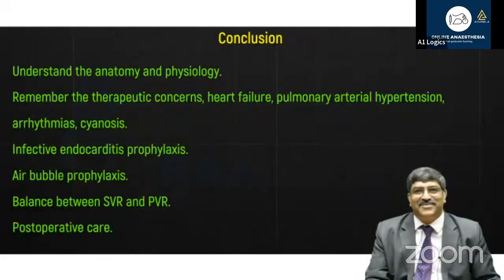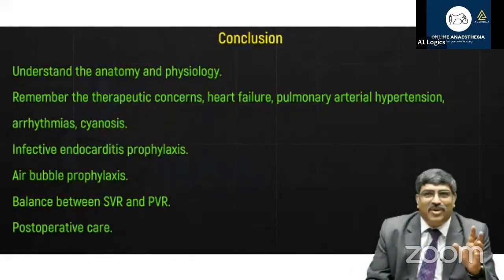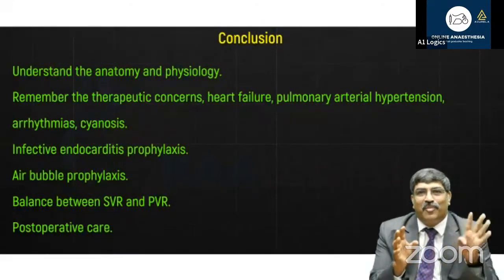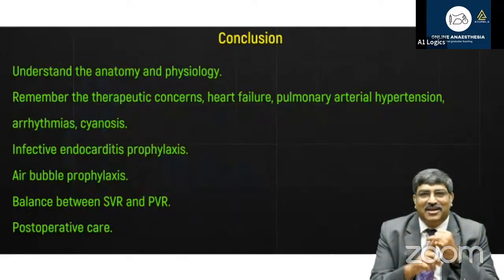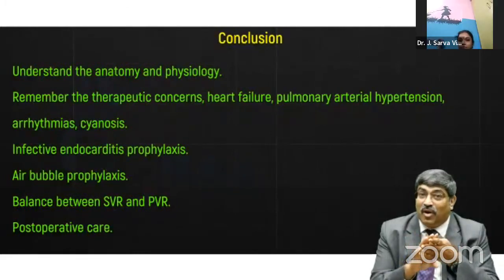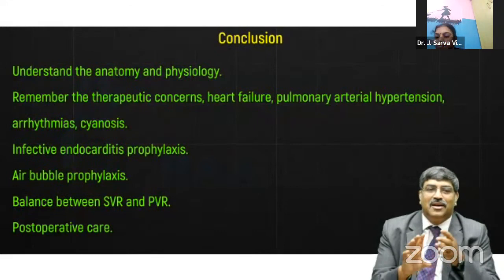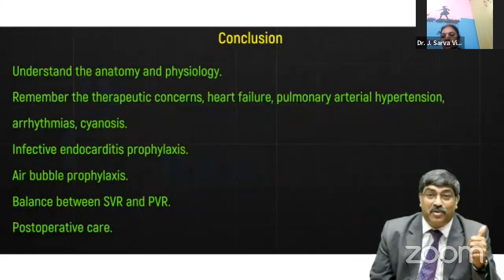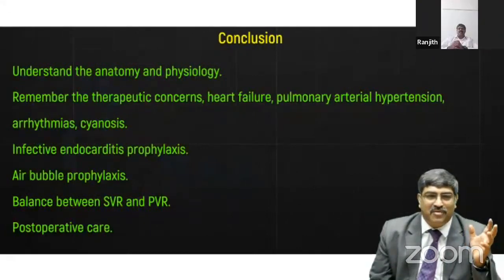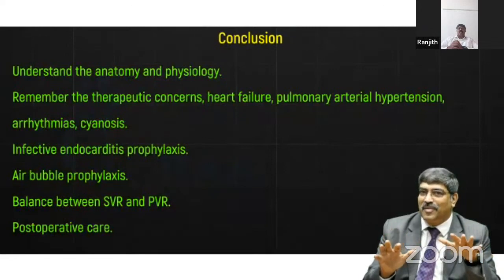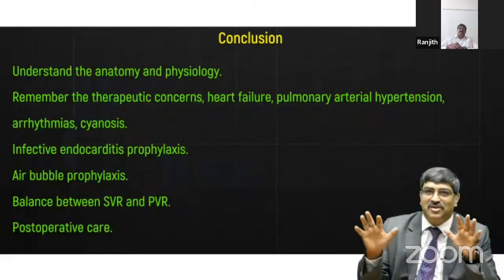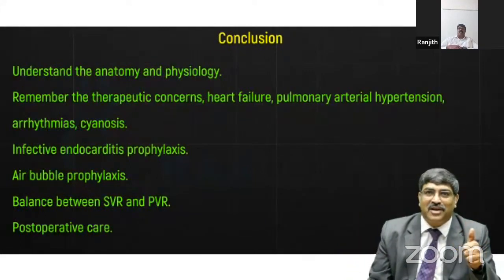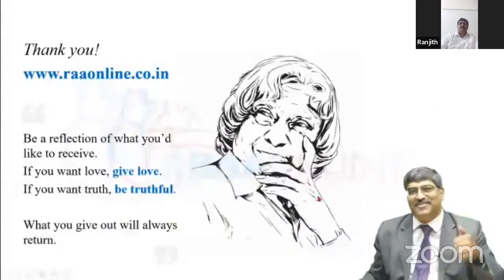So to conclude, you have to understand the anatomy of congenital heart disease as well as the physiology behind it. The 4 main therapeutic concerns you have to understand are heart failure, pulmonary artery hypertension, arrhythmias, and cyanosis, and you have to know how to manage them individually. Infective endocarditis prophylaxis. If a left to right shunt is there, air bubble prophylaxis, particularly in atrial septal defect. You have to balance between systemic vascular resistance and pulmonary vascular resistance to maintain the circulation, and don't forget the post-operative period. Thank you.